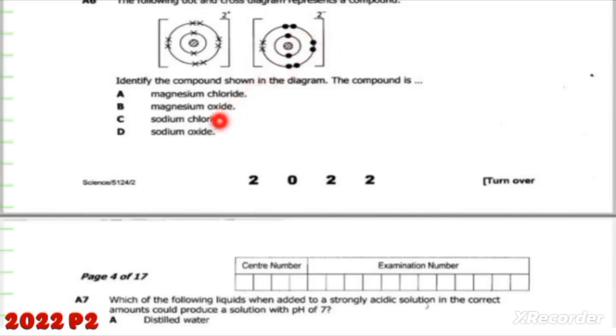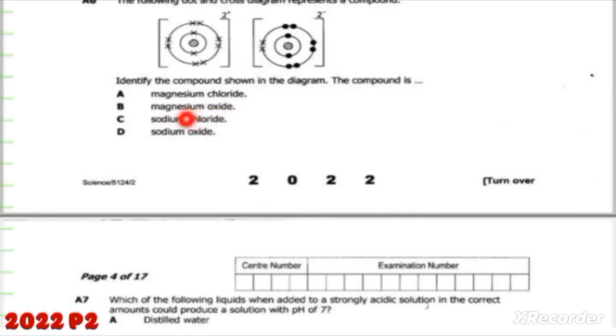Okay. So let us consider A, magnesium chloride. By the way, chlorine is coming from group 7. So A is not our correct answer. Let us look at B. Let us look at C. Sodium is coming from group 1, so C is not our correct answer. D, we have sodium. Our correct answer is magnesium oxide.